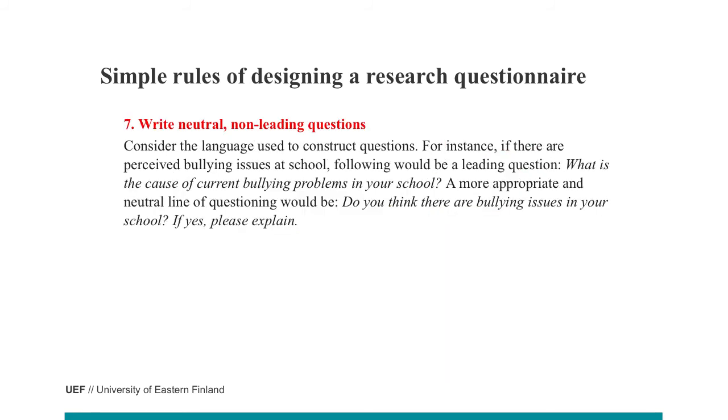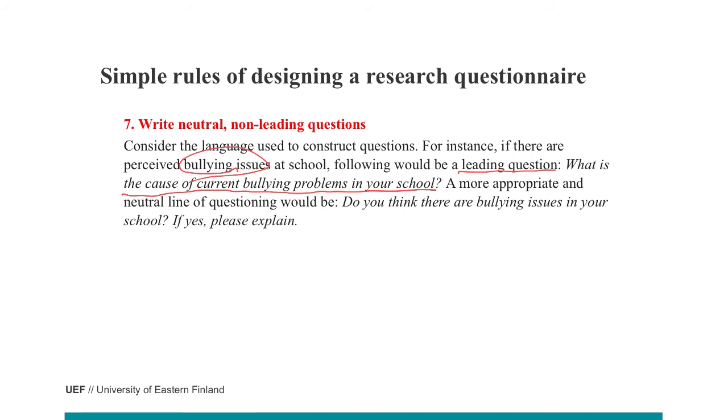The seventh rule is writing neutral and non-leading questions. So consider the language used to construct the questions. For instance, if you want to conduct research about bullying issues at school, this kind of question is a leading question: what is the cause of current bullying problems in your school? Because in this question, you already assume that there is bullying at school.